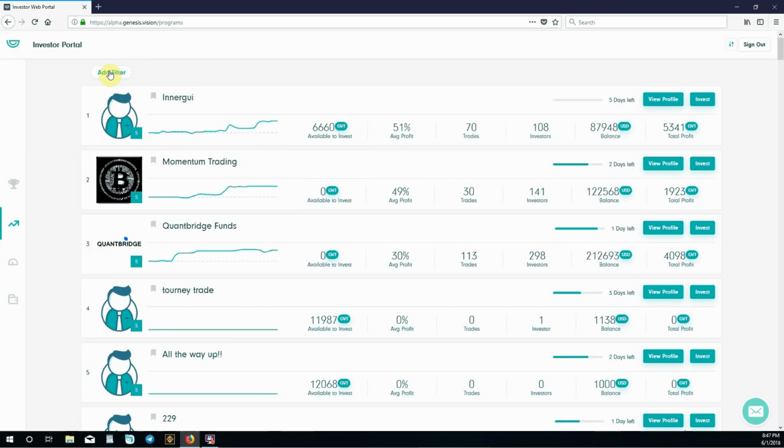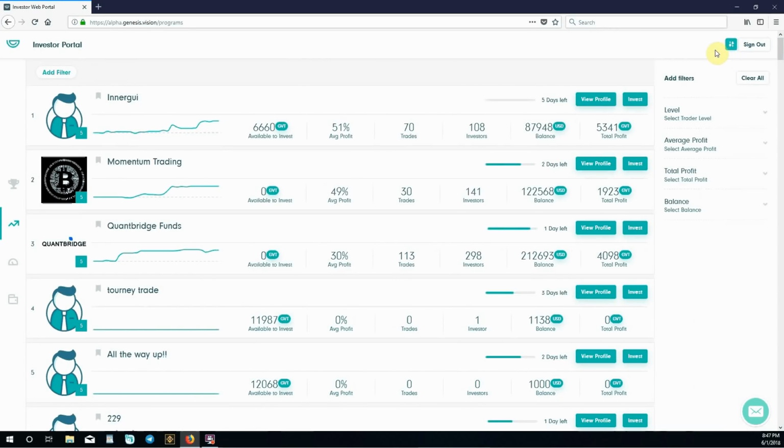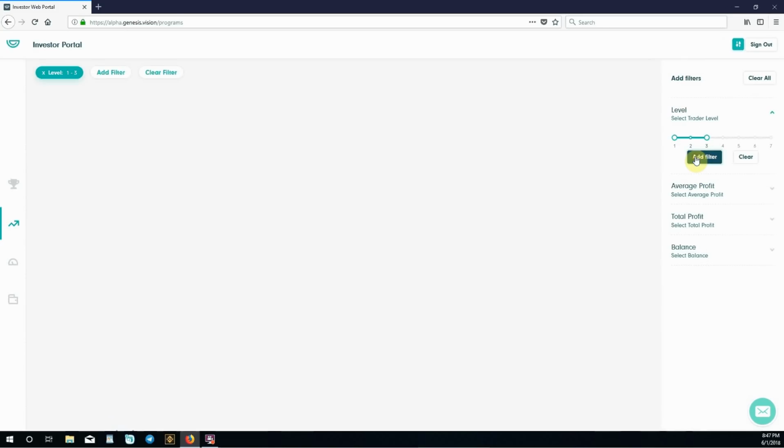So we can click add filter here to filter through the managers, or we can click this one up here and it does the same thing. So we can filter managers by levels. As we move this down, we will see that all of these will change and it will be updated.